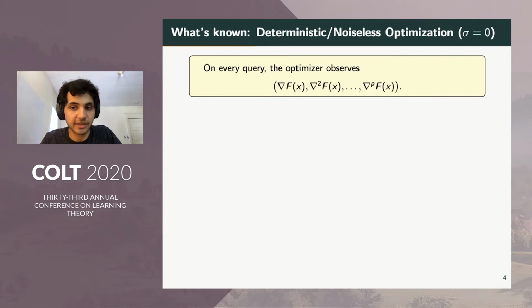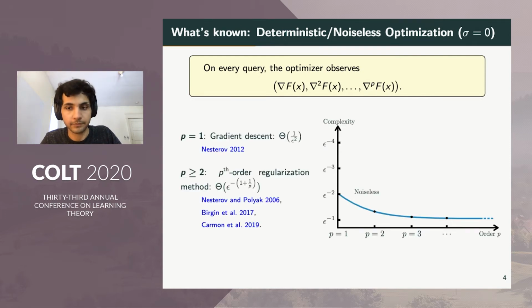Let us start with the deterministic setting. Here we have a complete picture. We have matching upper and lower bounds for all values of p. The specific rates are given on the left, and the trend is presented in the right plot. Specifically, the more higher order information we get, the better the rates are, as one would expect.